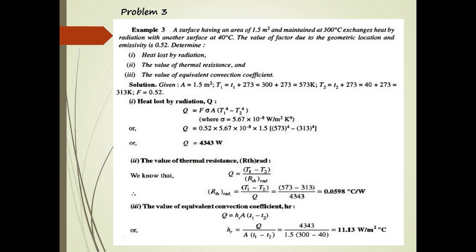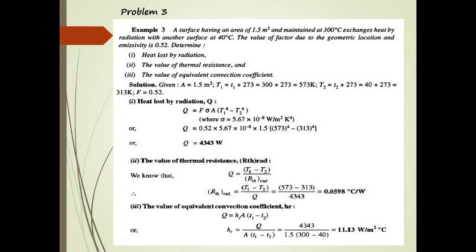So, as I said earlier, try to write down the given data. In the very first sentence, area is given, A is 1.5 meter square, its temperature T1 is 300 degrees centigrade. Try to convert temperature in degree Kelvin. So just add 273 to it, we will get 573 Kelvin. Temperature T2 is also given, 40 degrees centigrade. Convert it in Kelvin, and its geometrical factor F is given as 0.52.